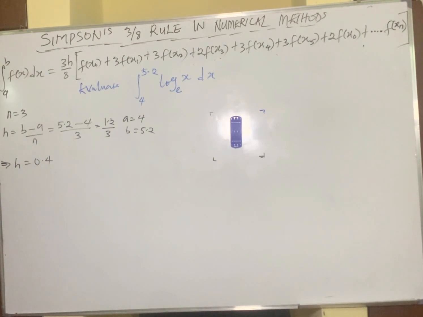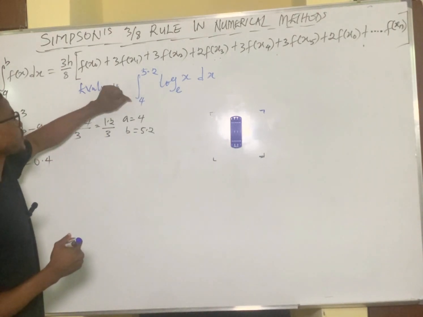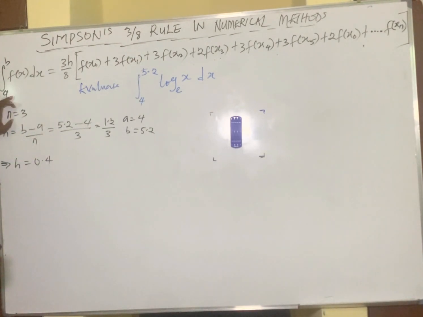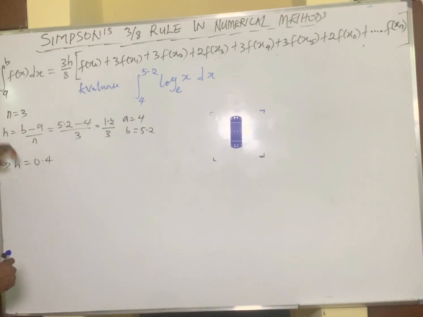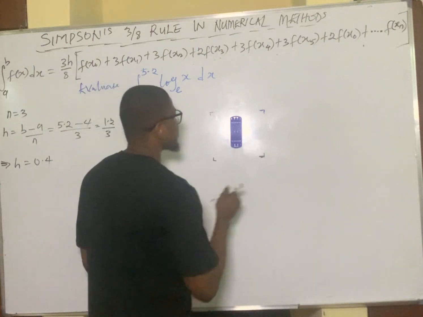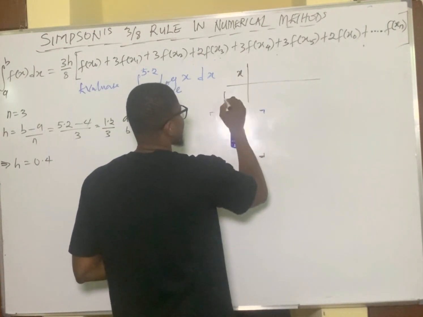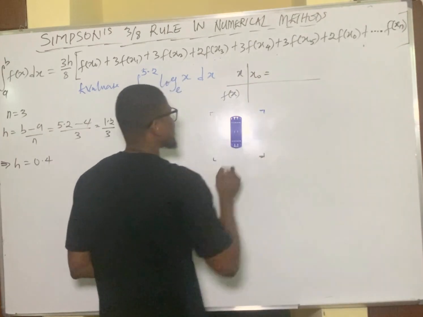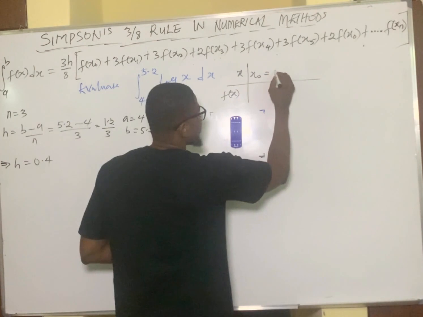Now we found our interval. The next thing to do is to split the limit from 4 to 5.2 into 3 subintervals, because we're choosing our number of subintervals to be 3. So let's make a table for that. Here is our x, here is our value f of x. So for x naught, what's the value? x naught is simply the first limit, or the lower limit, which is 4.